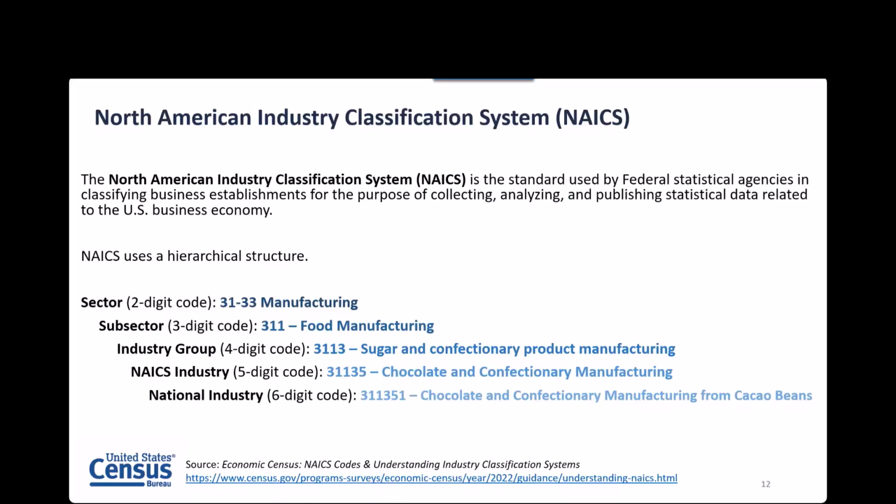The NAICS uses a hierarchical structure. So I have an example here. The 2-digit NAICS is the sector, 3-digit is the subsector, 4 is the industry group, 5 is the NAICS industry, and then 6 is the national industry. So as you drill down, you get into more and more detail. The highest level, for example, is manufacturing, and then we can drill all the way down to the 6-digit NAICS, where we have chocolate and confectionery manufacturing from cacao beans. So just drilling down in the NAICS, you get more and more detailed.